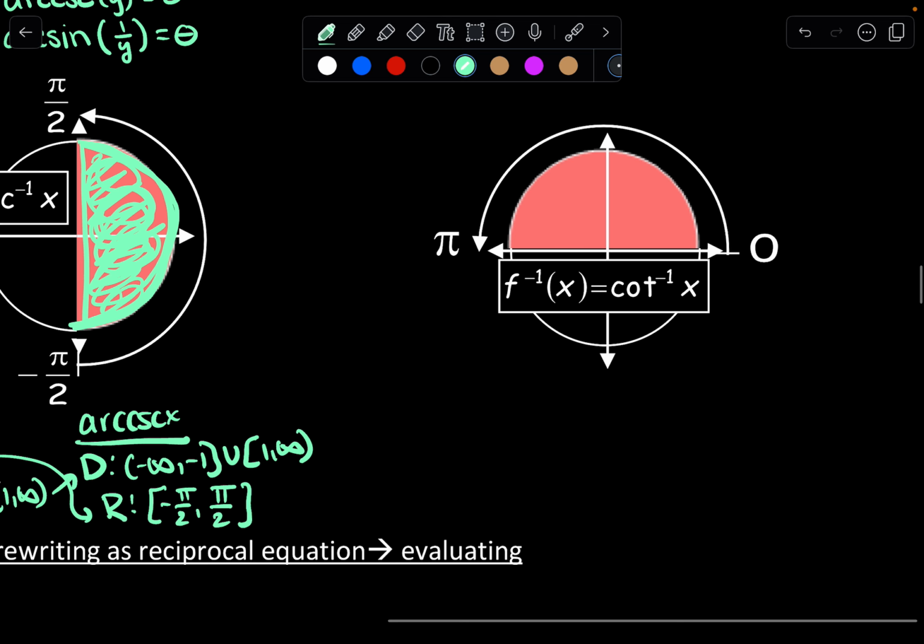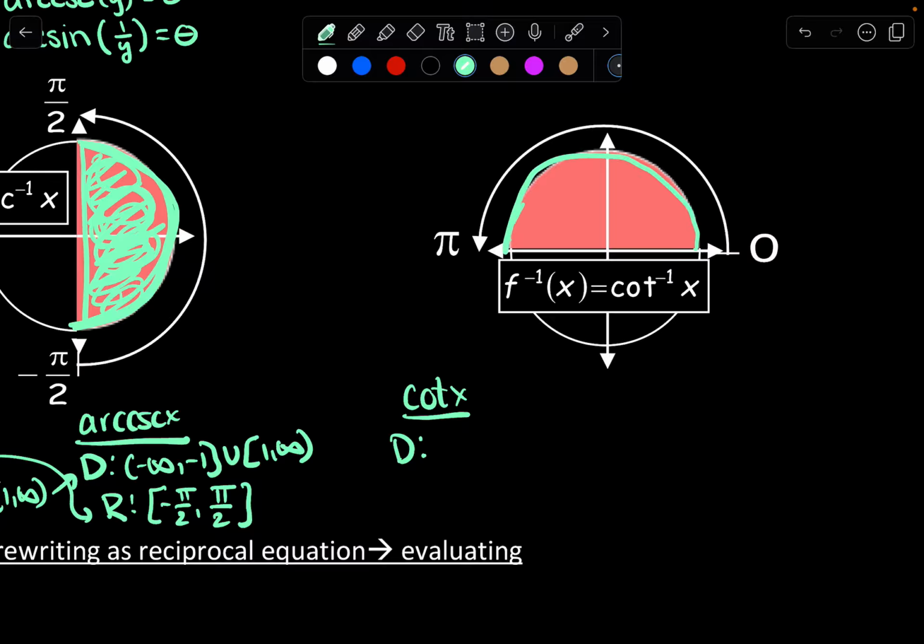So for regular old cotangent, it used to be that the domain restriction was x cannot equal pi k. But now if you look, this is the range restriction for arc cotangent. Therefore, it will be the domain restriction for cotangent, which is from 0 to pi. Now, just like tangent, this is going to be encompassed in between two asymptotes, so it'll be non-inclusive. And then the range is going to be all reals.